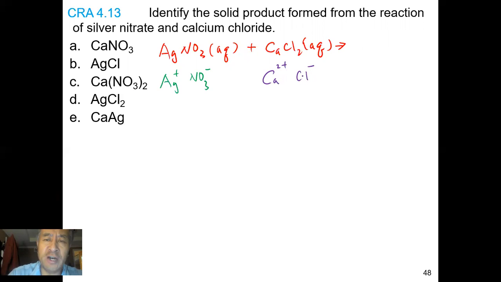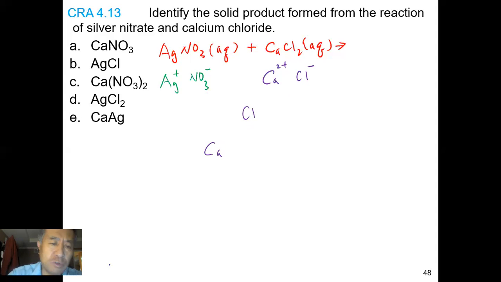Next you switch. If Ag stays together with NO3, nothing will happen. Sometimes Ag floating around has the possibility to bump into Cl, so you will have Cl and Ag together. The other one will be the calcium, possibly with NO3.